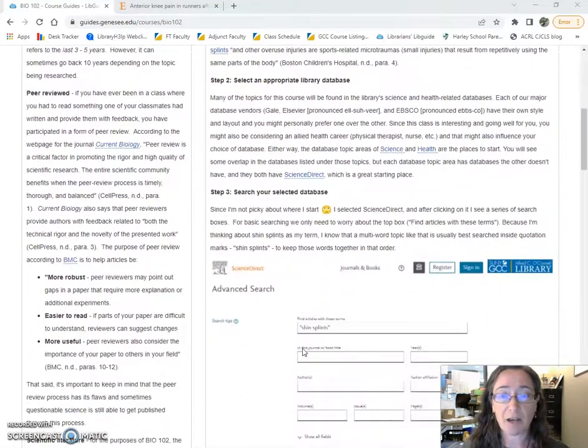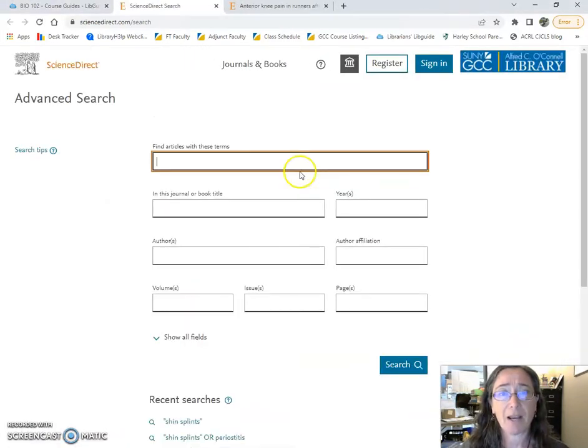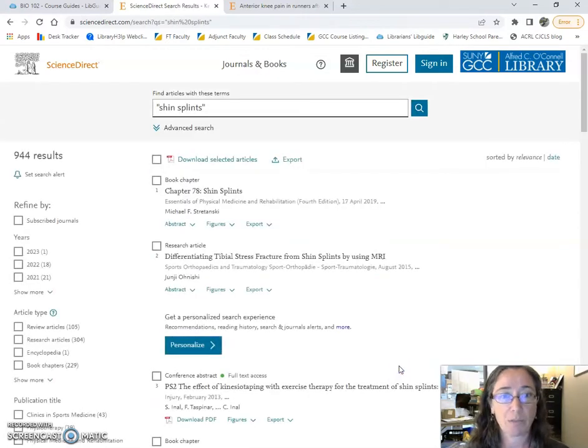So how do I get to ScienceDirect and find one of those articles? Well, from this course guide, I have a link right here for ScienceDirect. And when I got into ScienceDirect in my example, I said, what if I wanted to find an article about shin splints? So I put shin splints in quotation marks to keep it together as a phrase. My search finds a lot. 944 are a lot of resources.